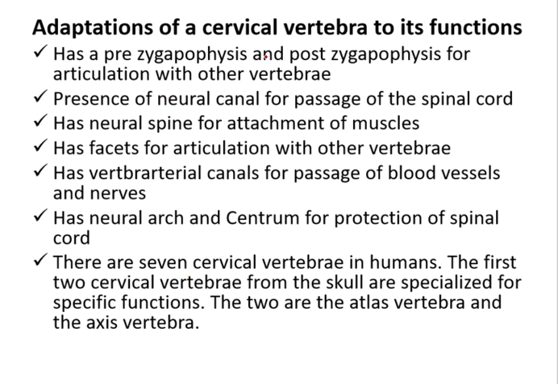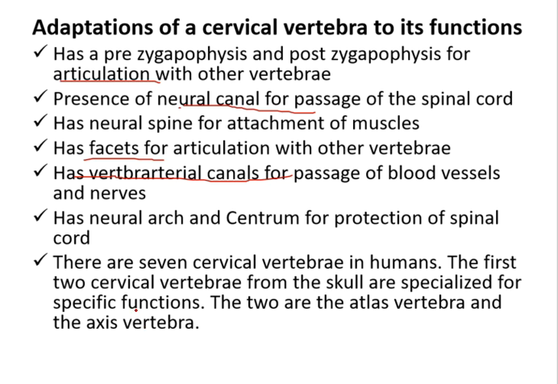Has a pre-zygapophysis and post-zygapophysis for articulation with adjacent vertebrae, we had talked about. Then presence of neural canal. A neural canal is for passage of spinal cord. The neural spine, we say this is short for attachment of muscles. Then facets for articulation with other vertebrae. Then vertebraterial canals for passage of blood vessels and nerves. Then the neural arc and centrum for protection of spinal cord.